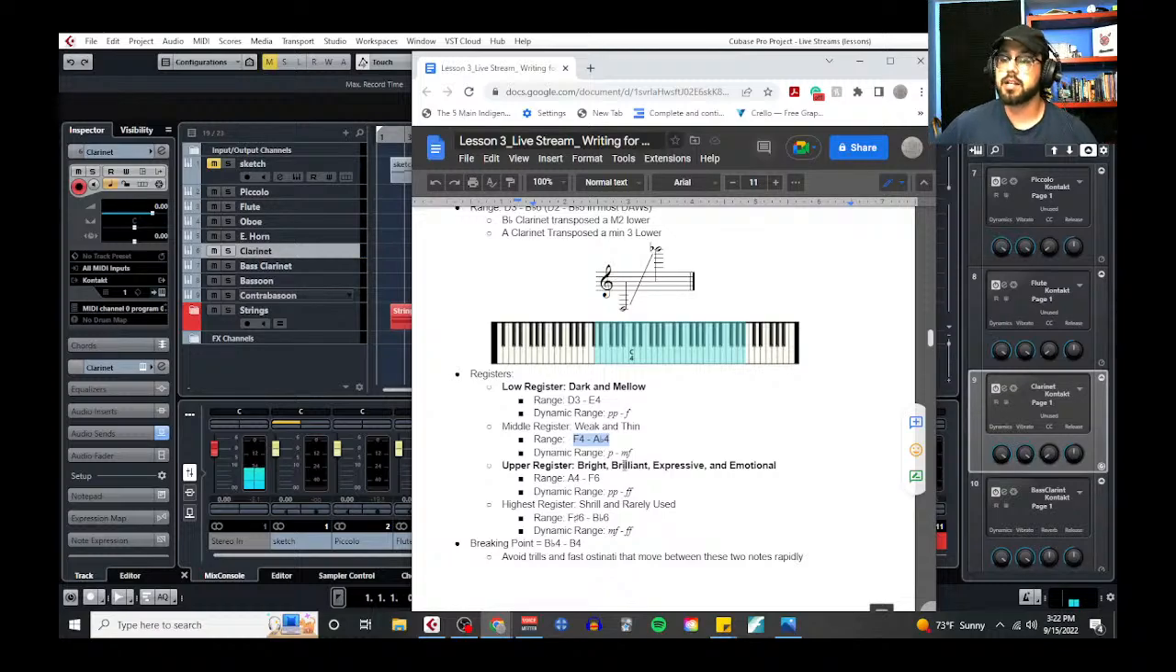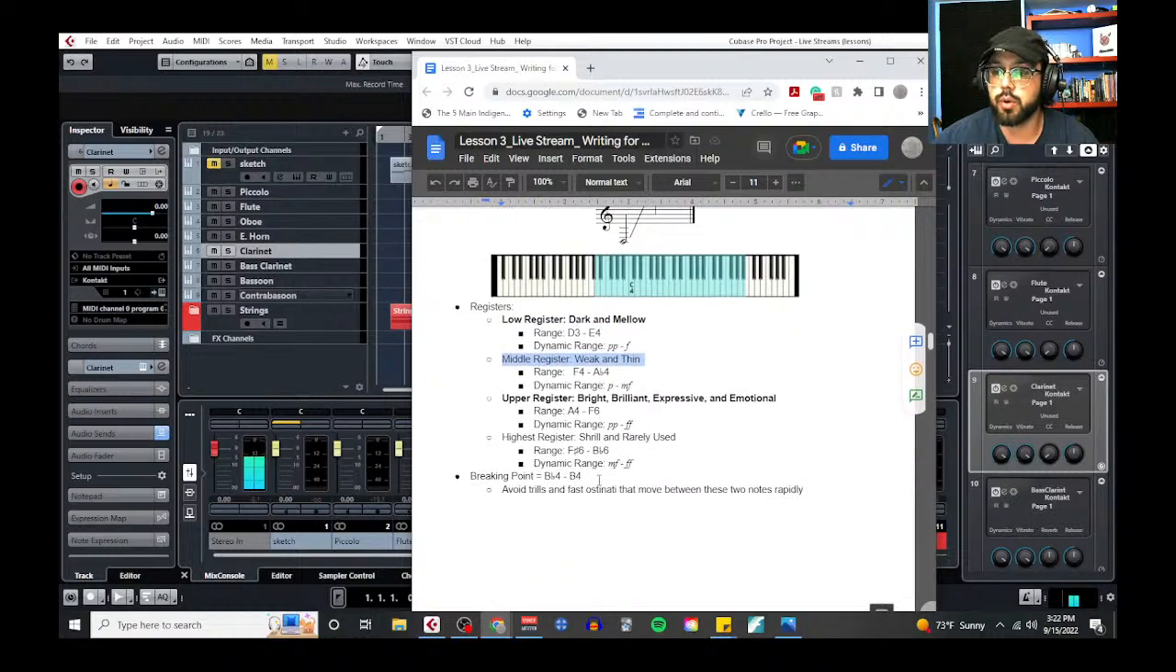register of the clarinet. Now, I should probably take a moment to explain something real quick. If you're following along with these notes, you'll notice that some of the registers on each of these instruments are bold. Some of them are not. And I have a note earlier in the page saying when it's bold, it means this is a preferred register. When it's not bold, it means it's a non-preferred register.